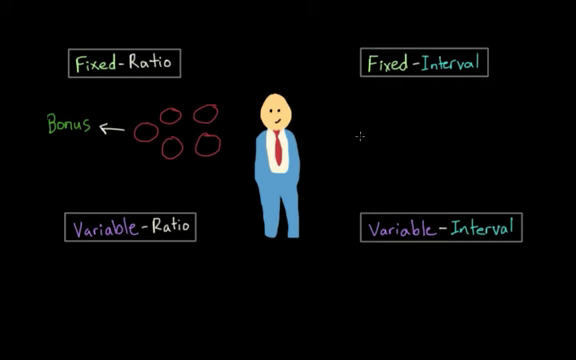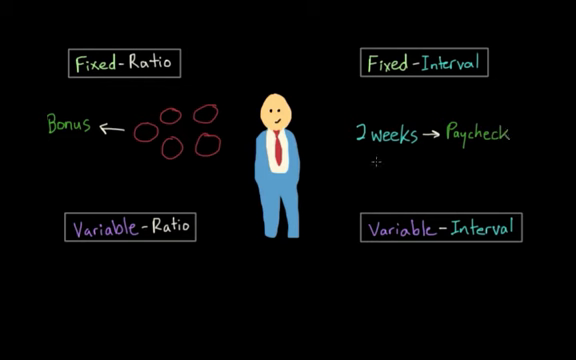Now let's talk about a fixed interval schedule. So pretend this car salesman receives a paycheck every 2 weeks, as long as he sells 1 car. The paycheck is on a fixed interval schedule because the reinforcement occurs after a consistent amount of time has passed, in this case 2 weeks. So in this case, his paycheck doesn't change if he sells 1 car or 100 cars during that time interval.